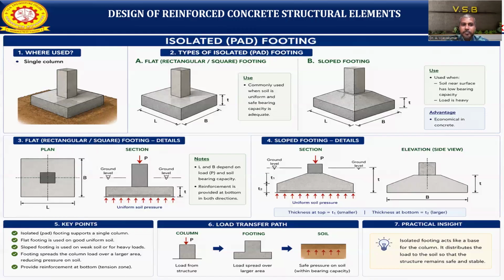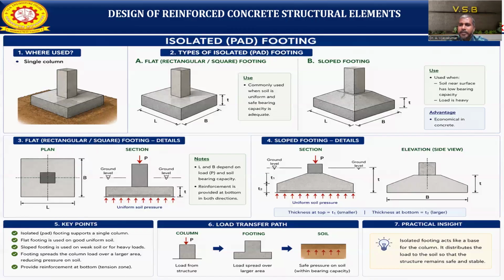There is also the rectangular footing, shown in plan. If your load is acting on the CG, then automatically a uniform pressure distribution will occur. So it is based on the length and breadth, the load and the soil bearing capacity. We need to provide reinforcement at the bottom in both directions, main reinforcement as well as distribution reinforcement. The sloped footing also has two thicknesses, T1 and T2.